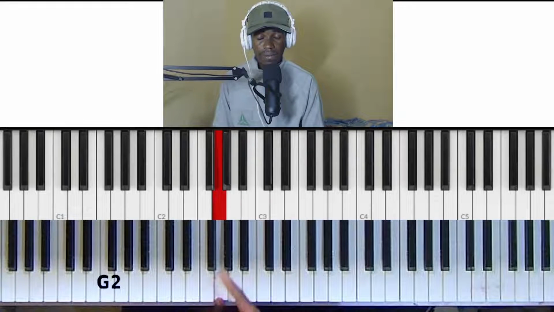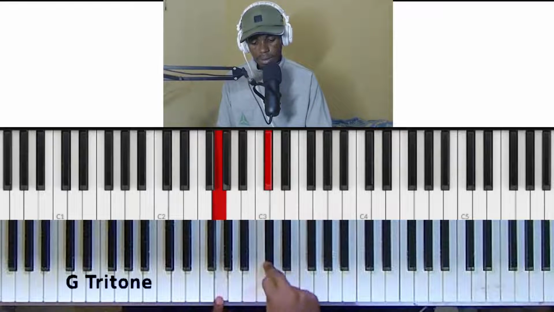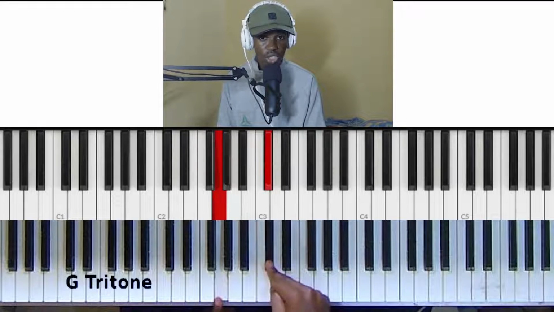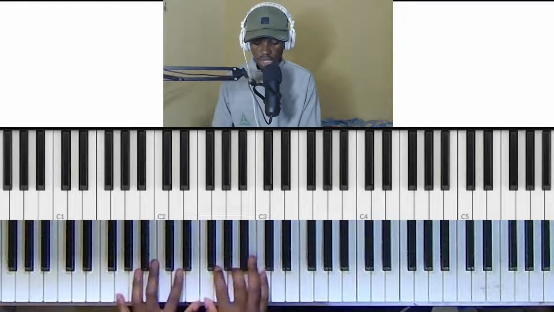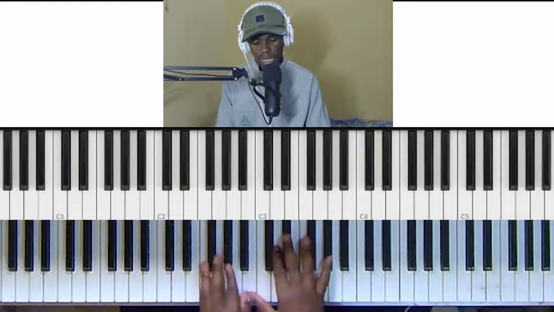So all you have to do is count 3 whole steps from G, right? From the chord we want to substitute. So 1 whole step, 2 whole steps, 3 whole steps. So the tritone of G is C sharp. So instead of playing G7, we're going to play C sharp 7 instead. Okay, so we're going to play like this.